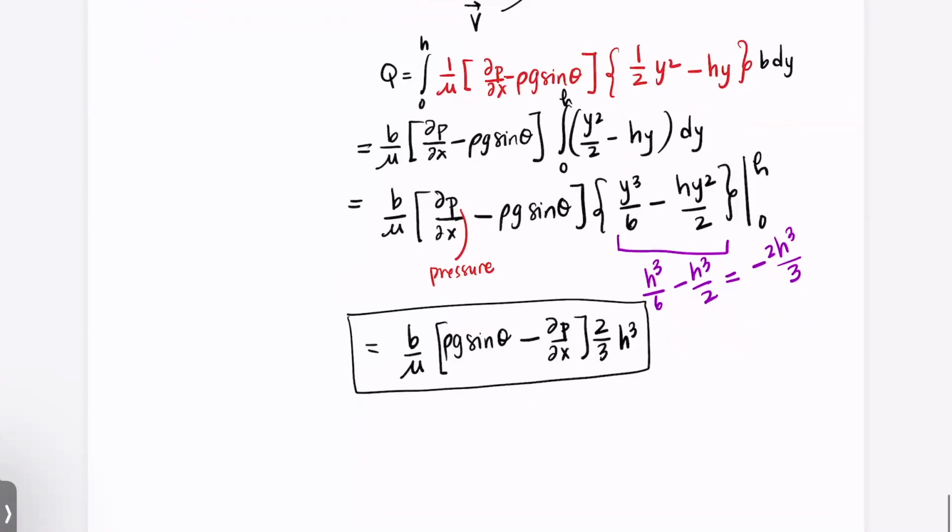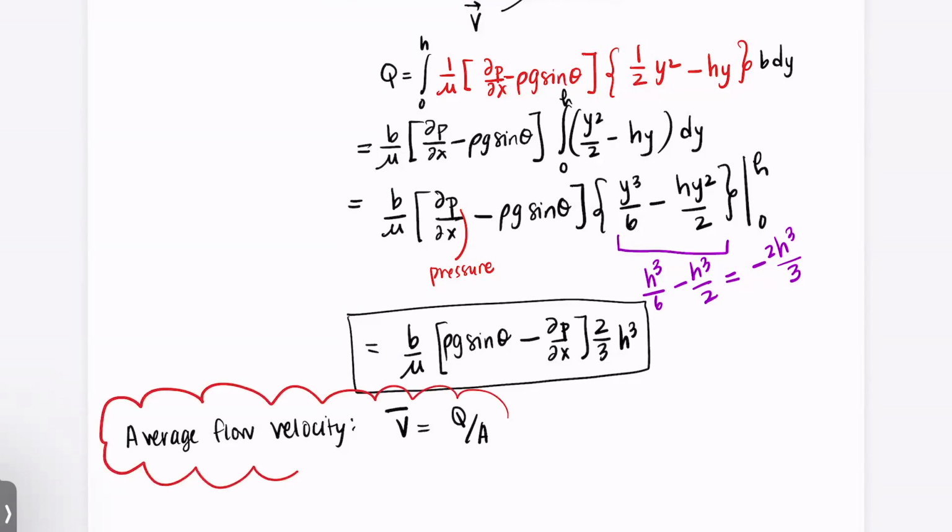The other thing that is useful to us is the following. So if we want to find average flow velocity, we're going to denote this with just a bar over the V. So average flow velocity is just Q divided by A. So we would just take our Q that we have before divided by the area, which is just B times H in this case. So this is the general definition.